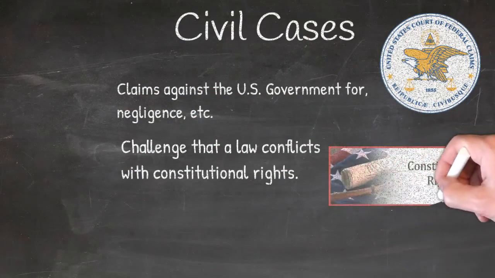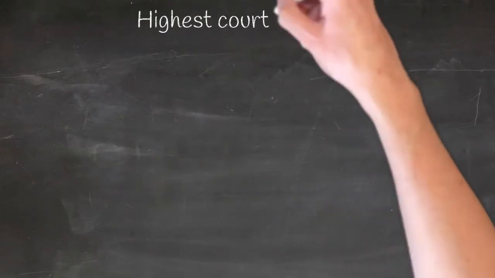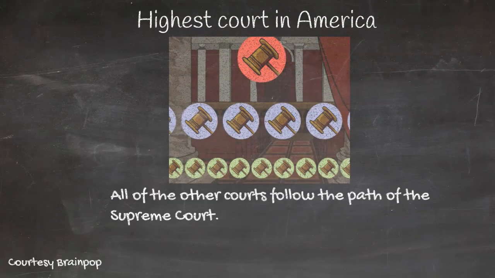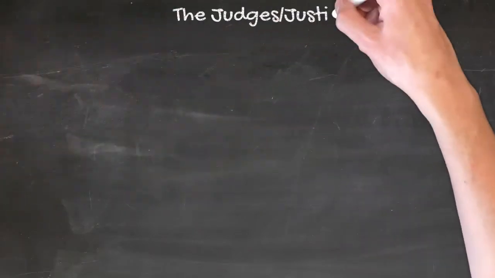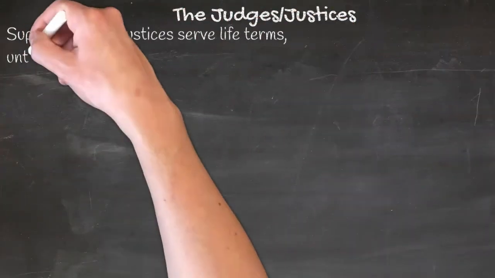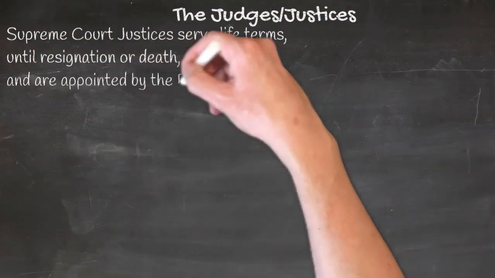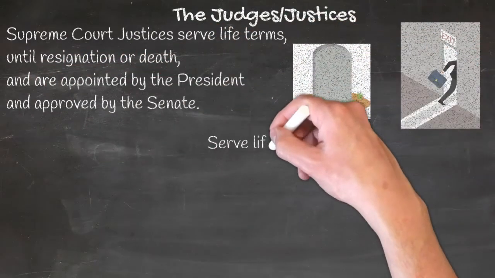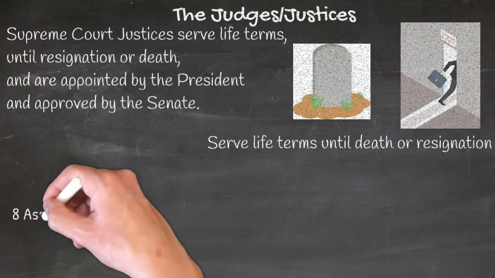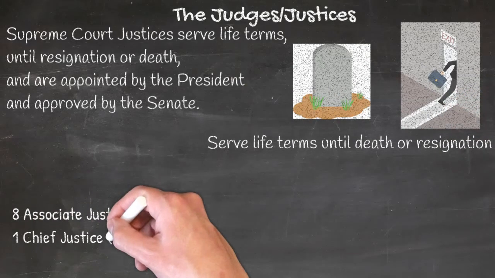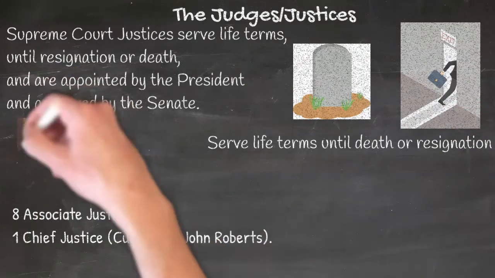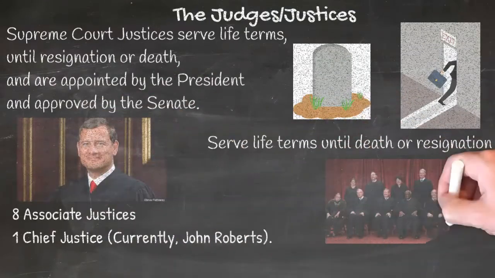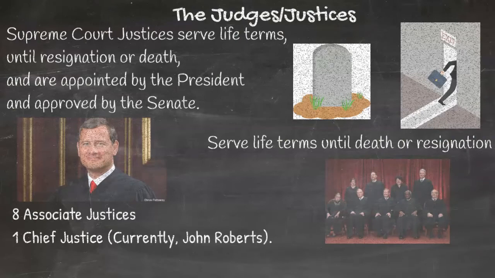In the United States, the Supreme Court is the highest court in the land. All of the smaller courts follow the path of the Supreme Court. The makeup of the Supreme Court is that all of the judges are called justices. Supreme Court justices serve until they resign or die and are appointed by the President and confirmed by the Senate. As a part of checks and balances, there are 8 associate justices in the Supreme Court and 1 Chief Justice, who is currently John Roberts.